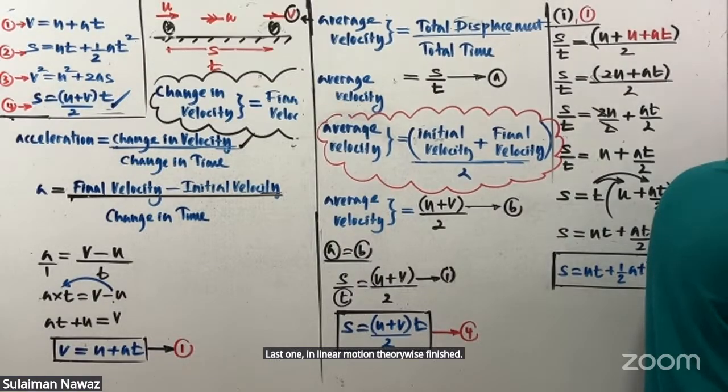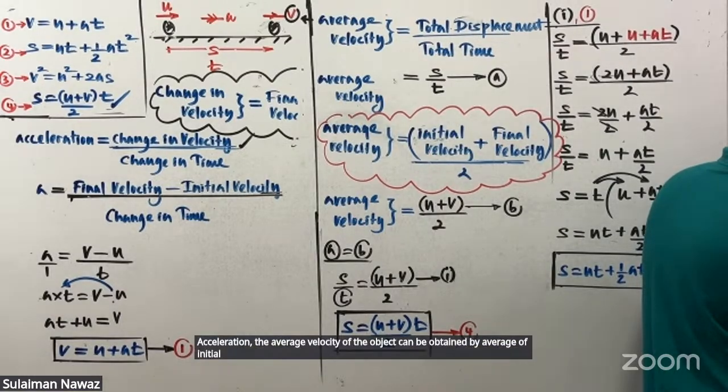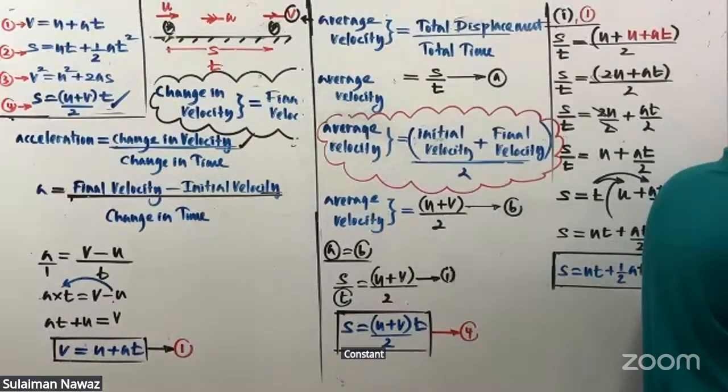Repeat the sentence again. If an object accelerates under constant acceleration, the average velocity of the object can be obtained by the average of the initial and final velocities of that object. Constant acceleration.